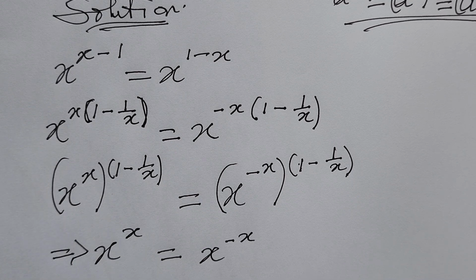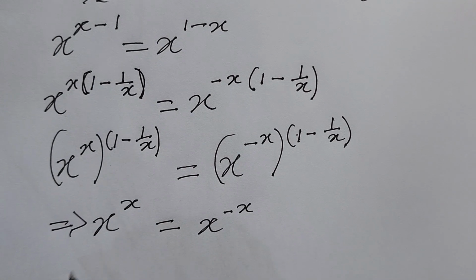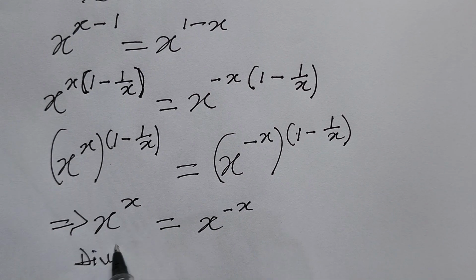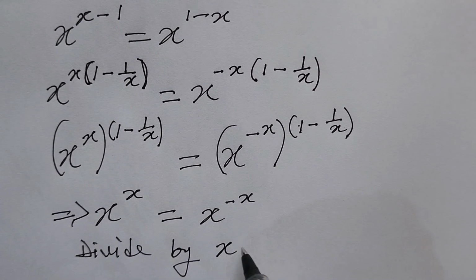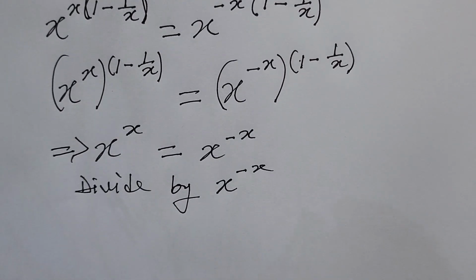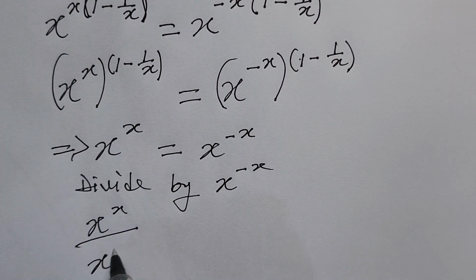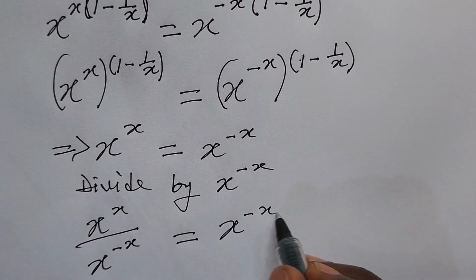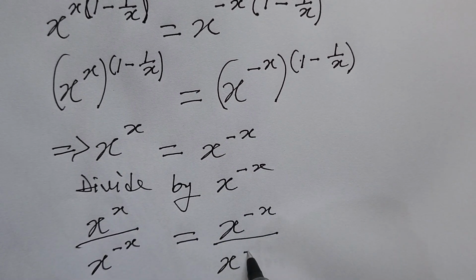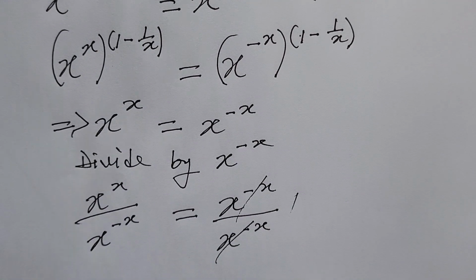So what we do at this point now, we just have to divide through by x to the power of minus x. So we say divide by x to the power of minus x. If we do that, it's going to give us x to the power of x all over x to the power of minus x equal to x to the power of minus x all over x to the power of minus x. We know this side will give us 1, right?